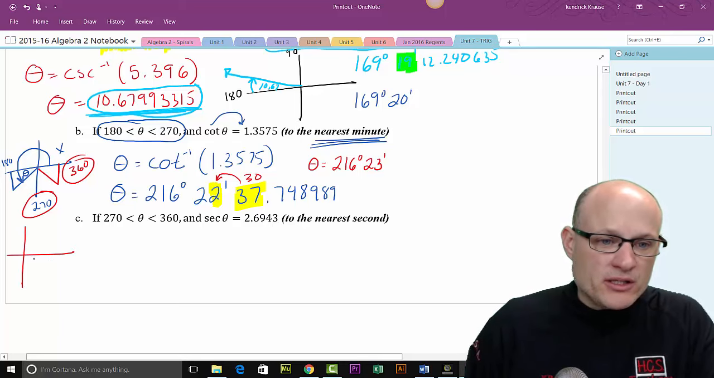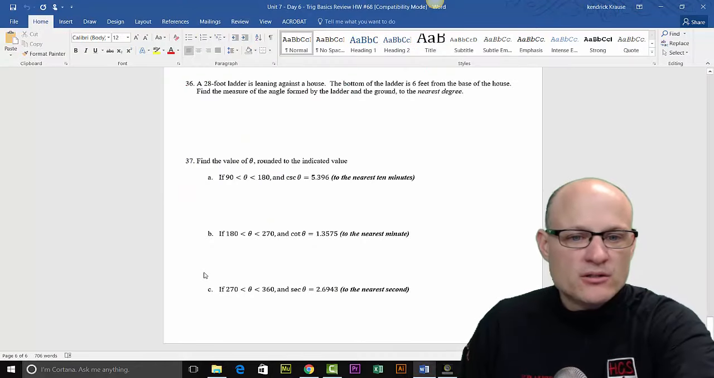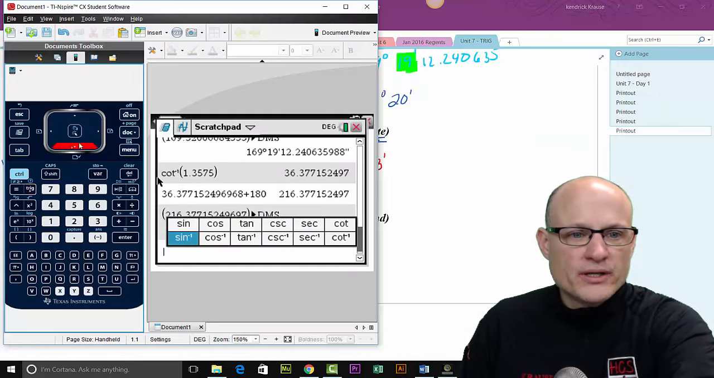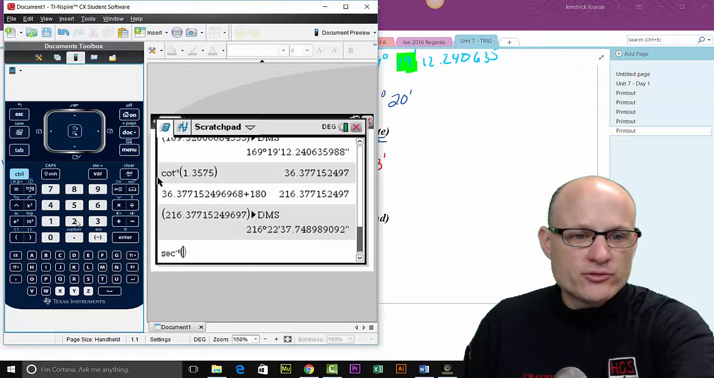All right. So theta is equal to secant inverse of 2.6943. All right. So, secant inverse of 2.6943, enter. 68 degrees, but remember 68 degrees is up here.